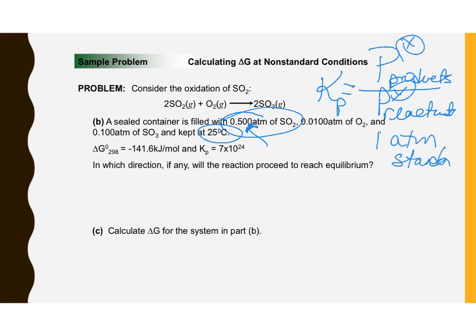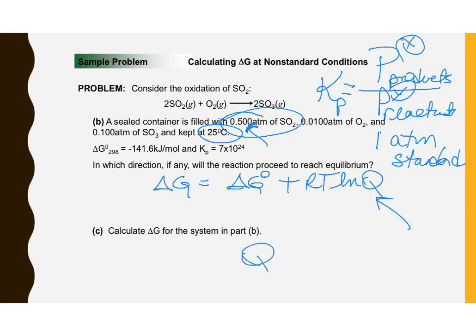we have to use the other equation for delta G. So delta G under non-standard conditions equals delta G under standard conditions plus RT log of Q. And we've got to figure out what Q is before we can do anything else.